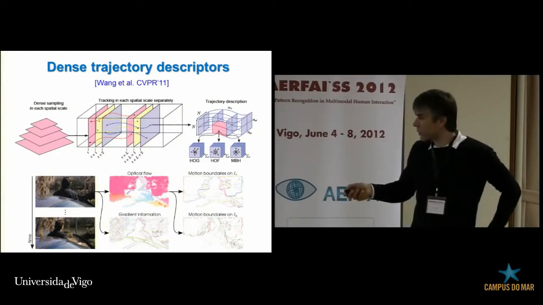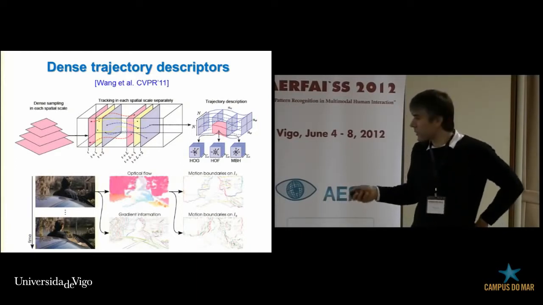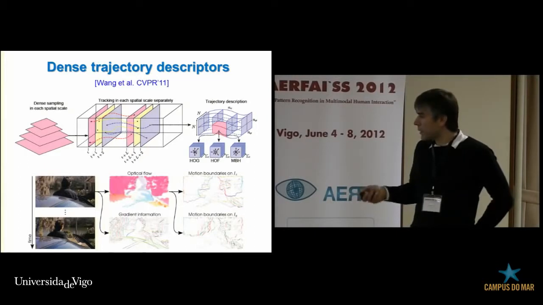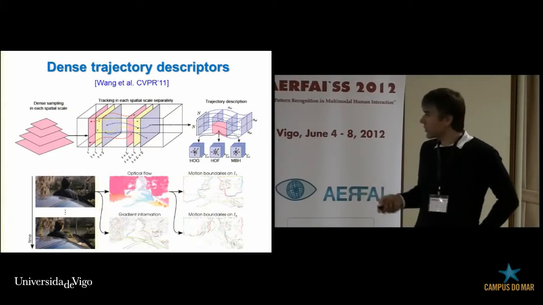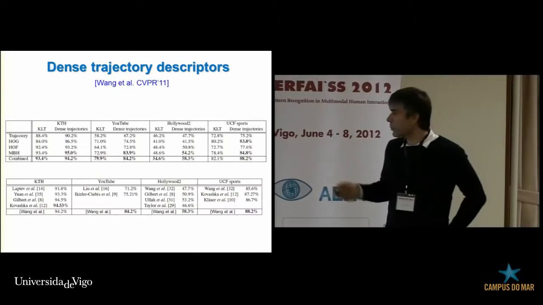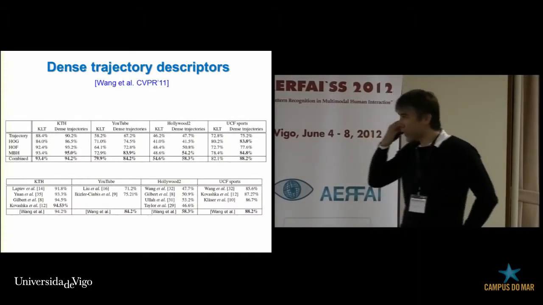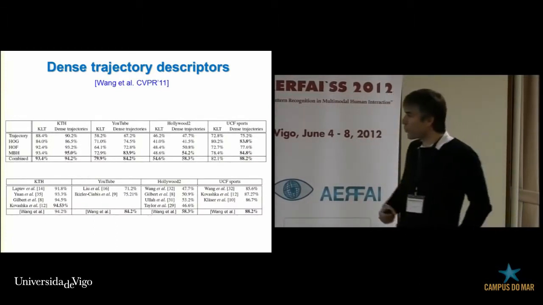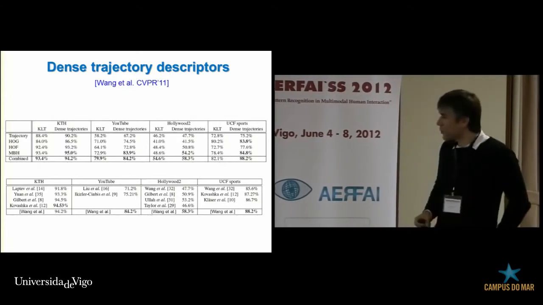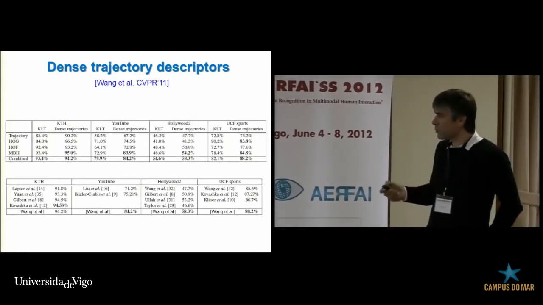So the optical flow is velocity, this would be the acceleration. And then make a histogram of this. Okay, so this is an additional descriptor called MBH. And the numbers are, it doesn't improve hugely, but it improves consistently.